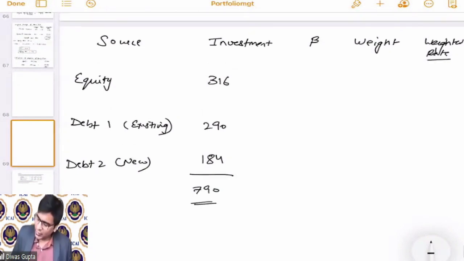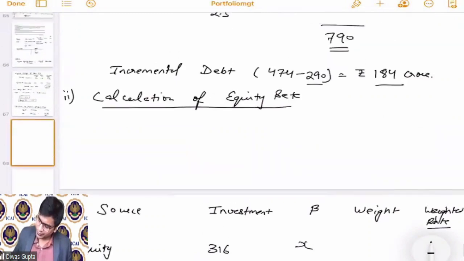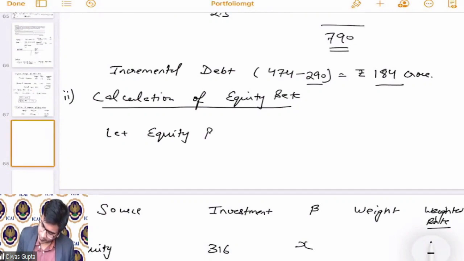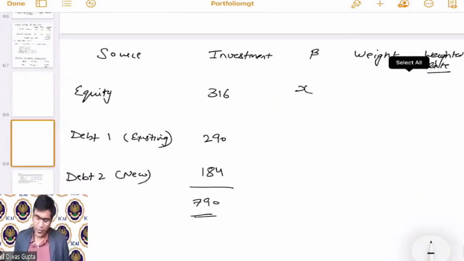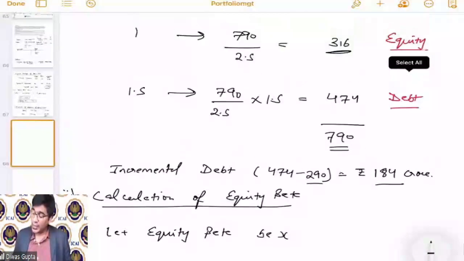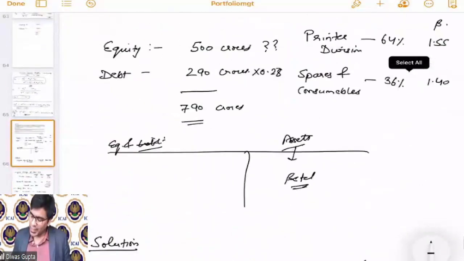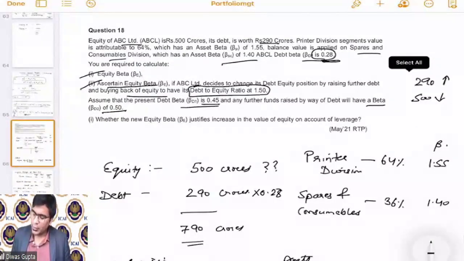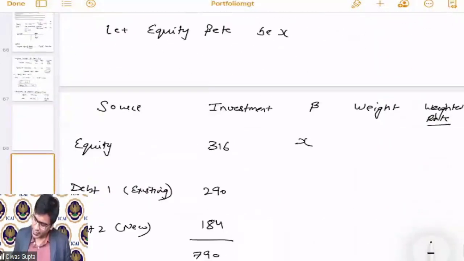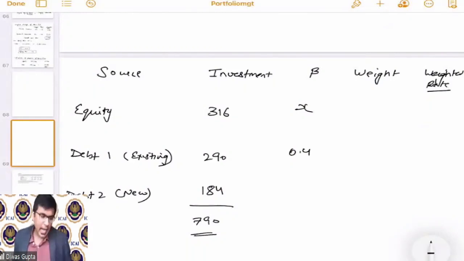Beta, we can assume equity beta as X as of now. Let equity beta be X. Okay. And for debt 1, now students please note here, debt 1 we cannot take 0.28. 0.28 was a general one. Now for the second part we have to take 0.45 for debt 1, which is the existing debt, and the revised debt that we are getting is at 0.50.